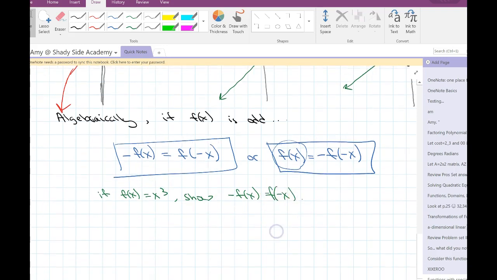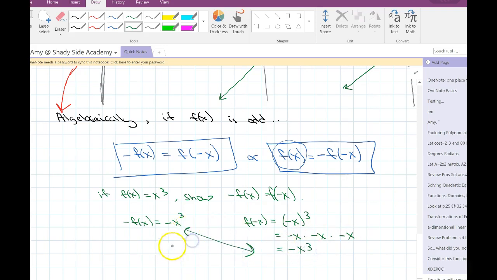Okay, so negative f of x would equal negative x cubed. Be careful of order of operations here, as it's saying x is cubed, then you're negating it. Now, f of negative x would equal negative x cubed, which means negative x times negative x times negative x. A negative times a negative times a negative will equal negative x cubed. And you see how these are the same? So the function is odd.